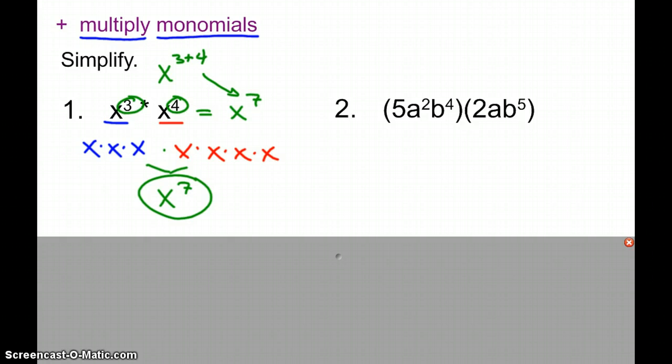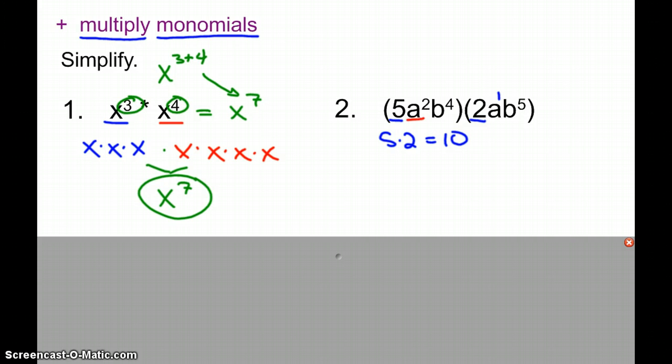If we take a look at our second example, we have 5a squared b to the fourth times the quantity 2a b to the fifth. If we take a look at the a in the second expression, that's really a to the first power, so we can add in that exponent. And so as we multiply those expressions together, taking a look at our coefficients, we're going to take 5 times 2, and that's going to give us 10.